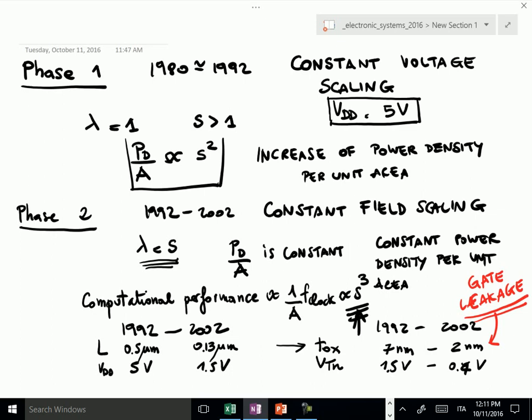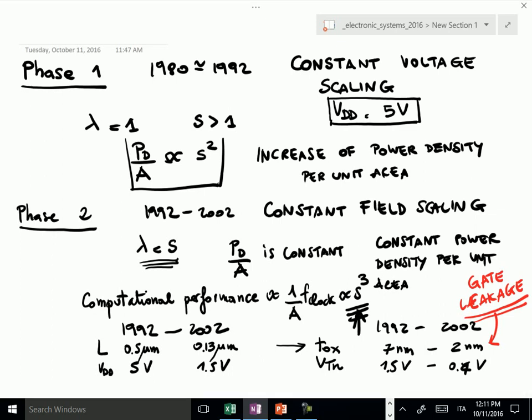Okay, so essentially in 2002 there were two huge problems. On the one hand, one had to reduce the gate leakage. On the other hand, it was clear that one could not reduce the threshold voltage so fast, because the leakage current would be unsustainable, and therefore the static power consumption would increase too much.